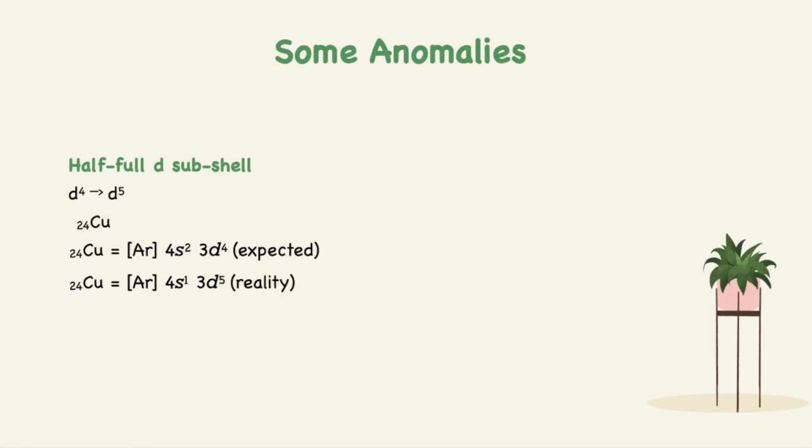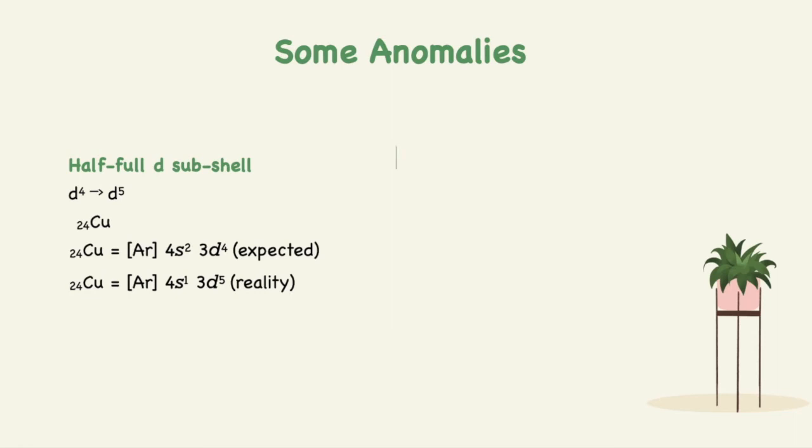For example, we have chromium with 24 electrons. The configuration should be [Ar] 4s2 3d4, but it is not correct. The correct one is you move one electron in the s subshell into the d. So in s it will become 1 and the d becomes 5. It is always like that.